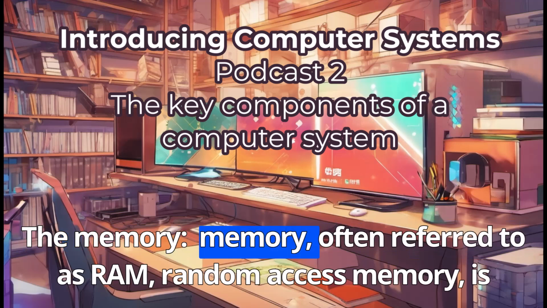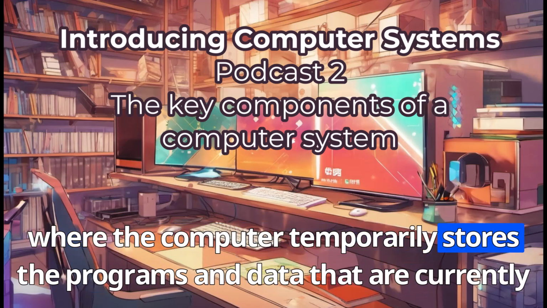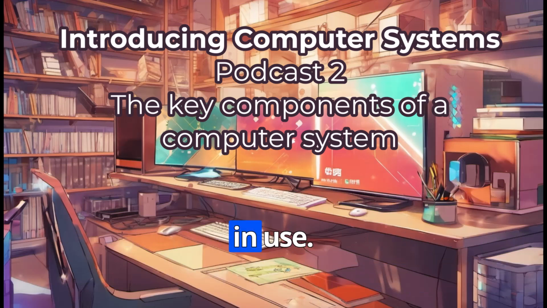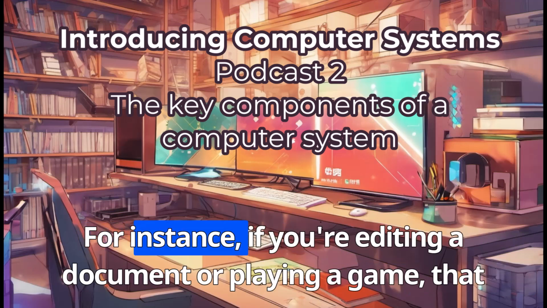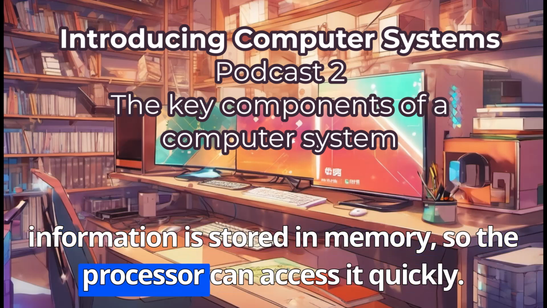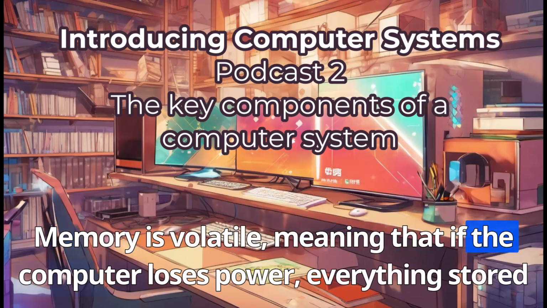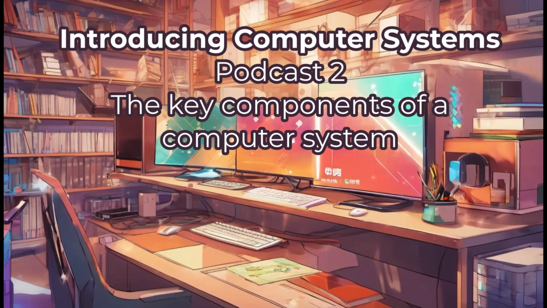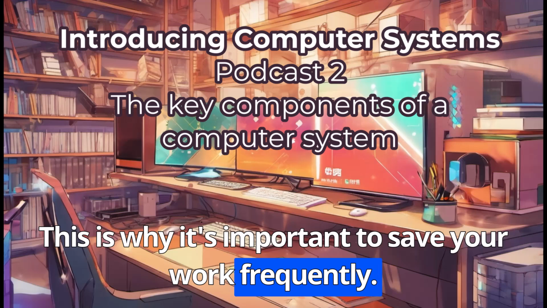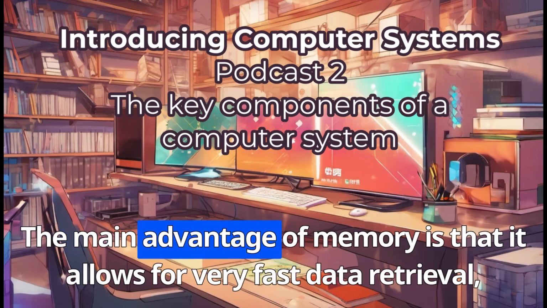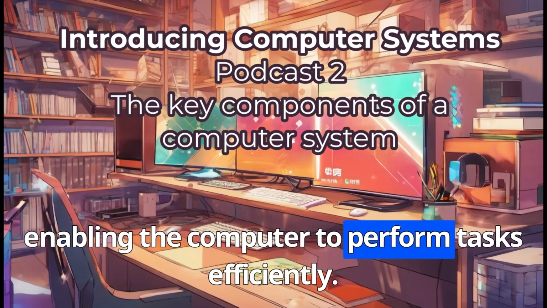Memory, often referred to as RAM, random access memory, is where the computer temporarily stores the programs and data that are currently in use. For instance, if you're editing a document or playing a game, that information is stored in memory so the processor can access it quickly. Memory is volatile, meaning that if the computer loses power, everything stored in the memory is lost. This is why it's important to save your work frequently. The main advantage of memory is that it allows for very fast data retrieval, enabling the computer to perform tasks efficiently.